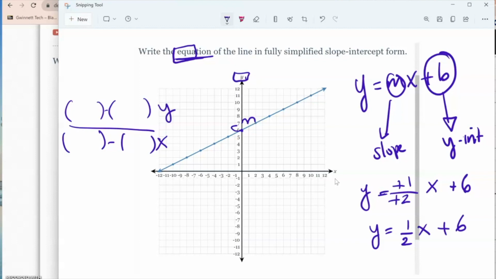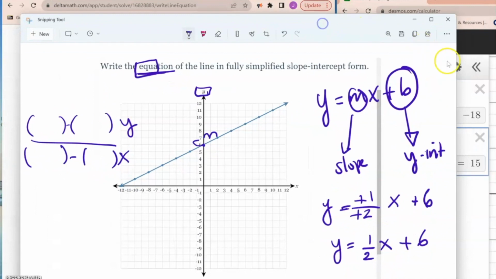So basically find your y-intercept, find your slope, put it in the equation. I am going to put this in decimals so I can show you how to do that.